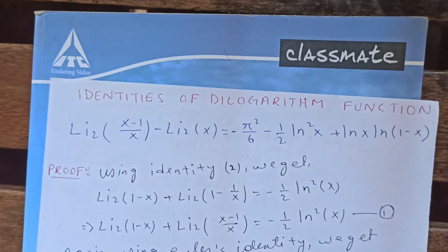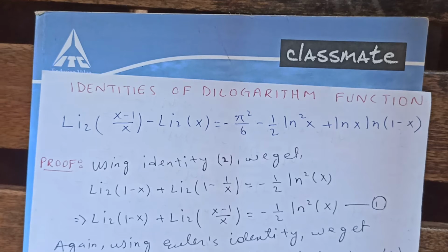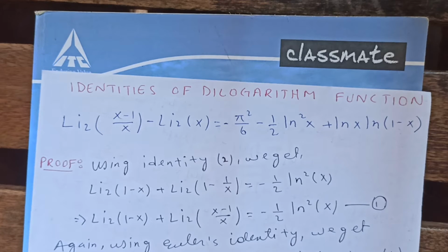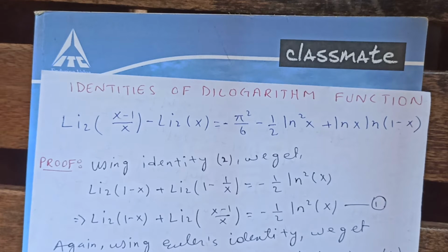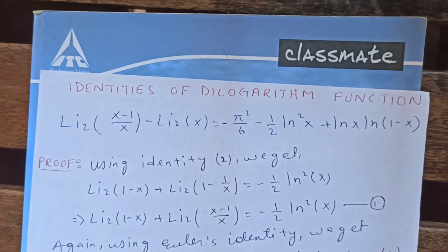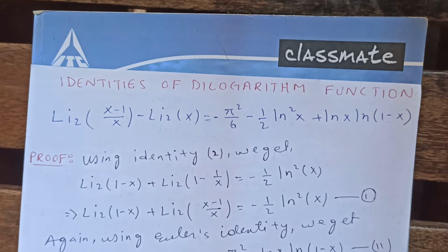Okay, so today we are going to see another identity of the dilogarithm, or what we call the Spence's function. I hope the introduction for this dilogarithm, we have already discussed, and we have also already discussed some identities. Now we have to continue. Today I'm going to continue identities of the dilogarithm function.